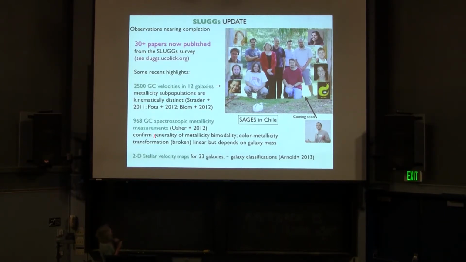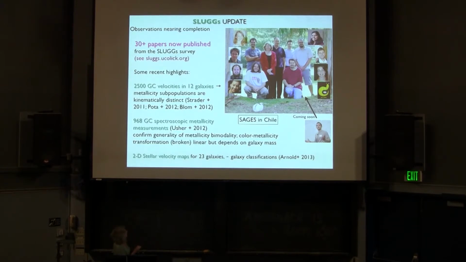Some of the recent highlights, well, we have 2,500 globular cluster velocities to good quality, 15 kilometers per second accuracy, in 12 galaxies, more on the way. We're showing that the metallicity subpopulations are kinematically distinct and using them to unravel the details of individual galaxies' assembly histories. We have almost 1,000 spectroscopic metallicity measurements for the globular clusters, showing that metallicity bimodality is a general result, and looking at color-metallicity transformations.